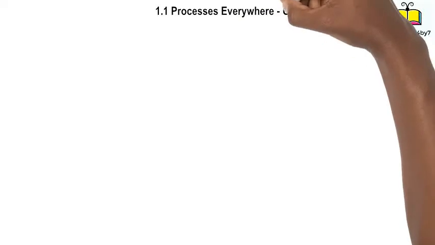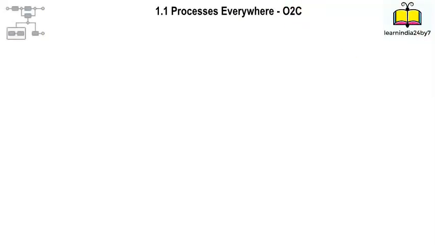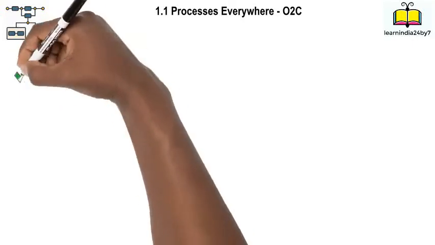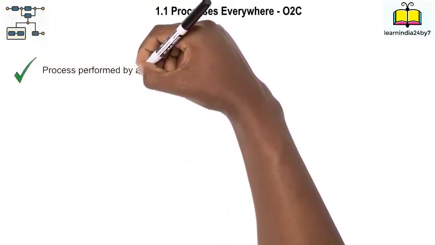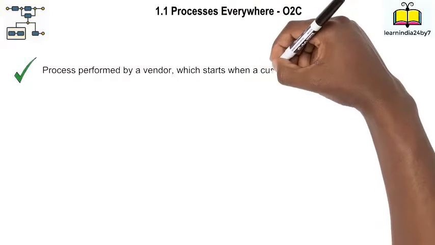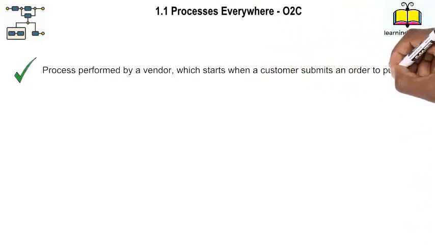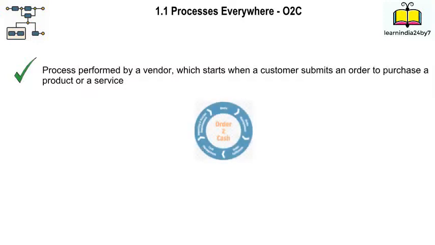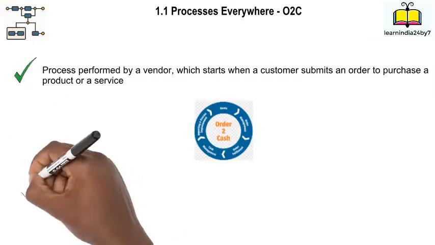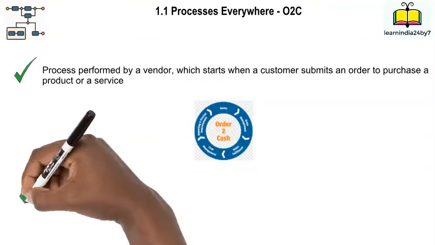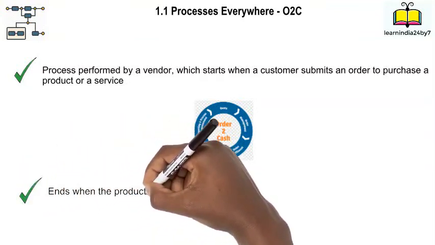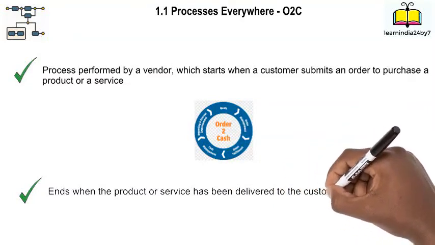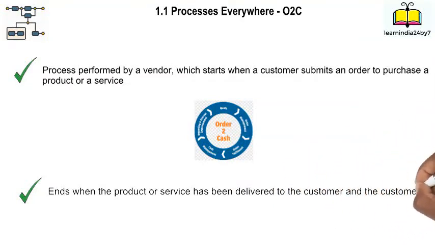Now let's discuss and understand commonly found business processes in any organization. Say, for example, the order to cash process. Order to cash process is performed by a vendor. It starts when a customer submits an order to purchase a product or service. And the order to cash process ends when the product or service has been delivered to the customer and the customer has made the payment for the same.